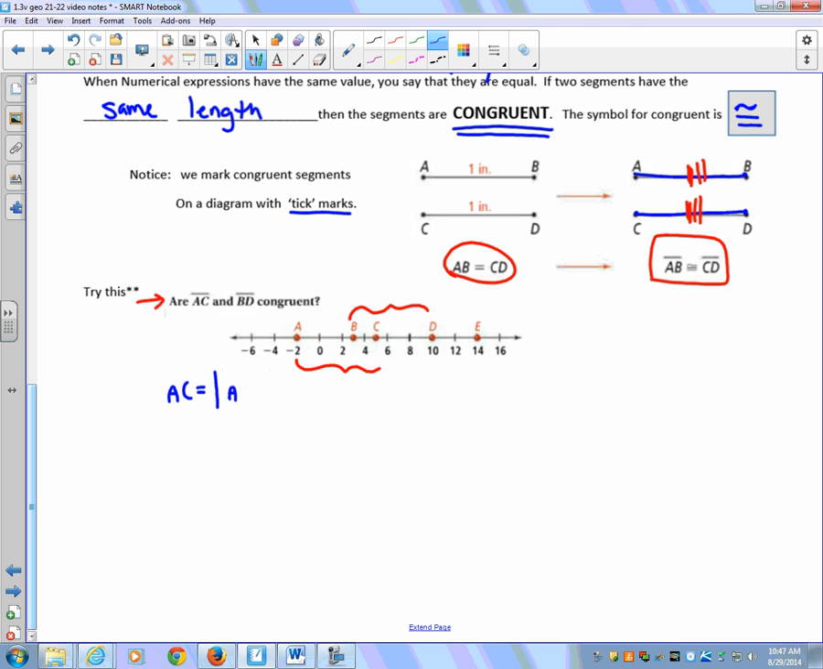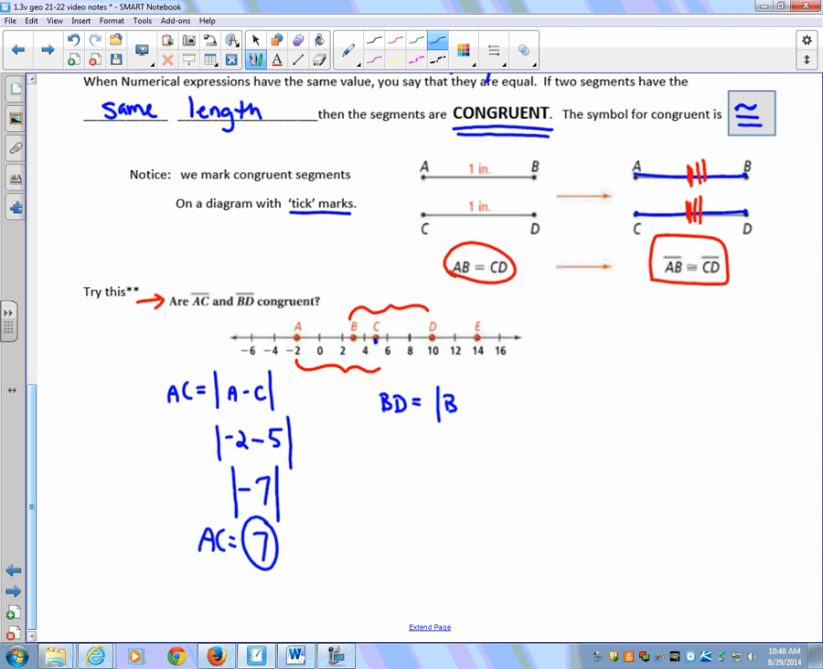We're going to do absolute value of A minus C, which is A is -2, and C is, we're counting by 2's here, so C is between 4 and 6, which is 5. So we have -2 minus 5 is -7. Absolute value of -7 is 7. So AC equals 7. Now we're going to find the length of BD.